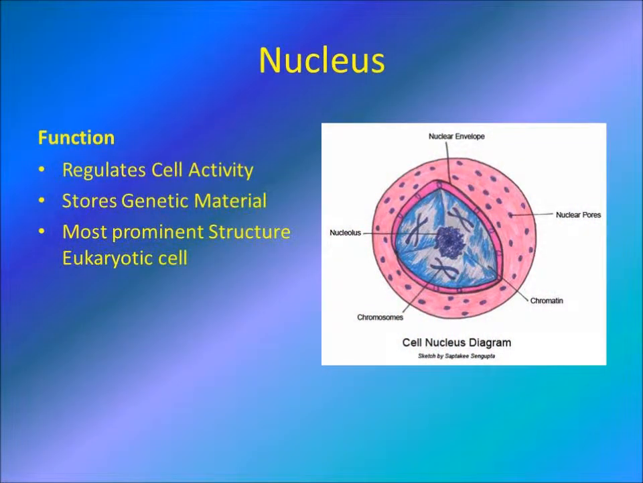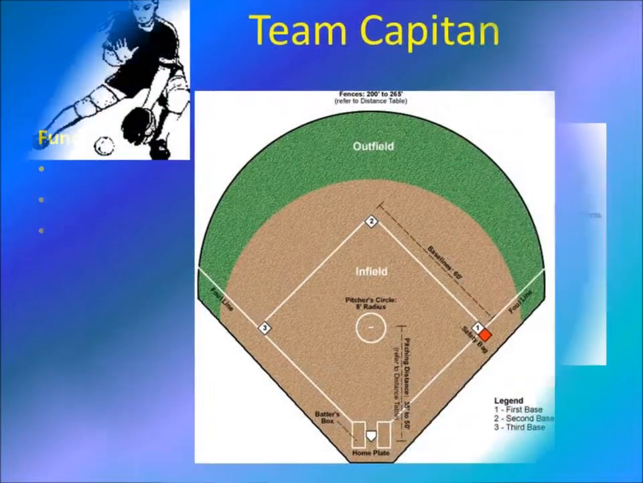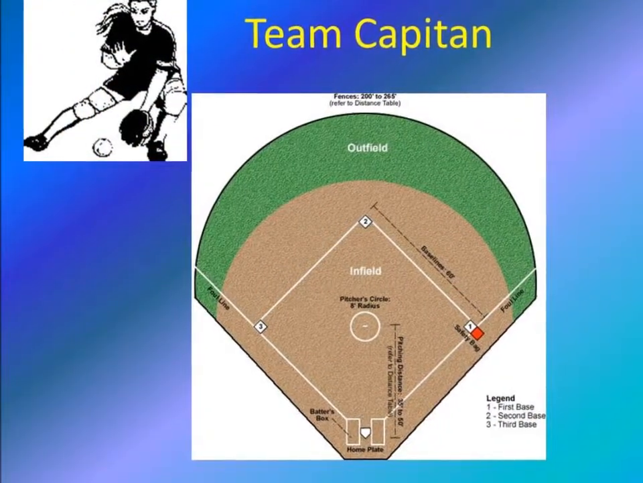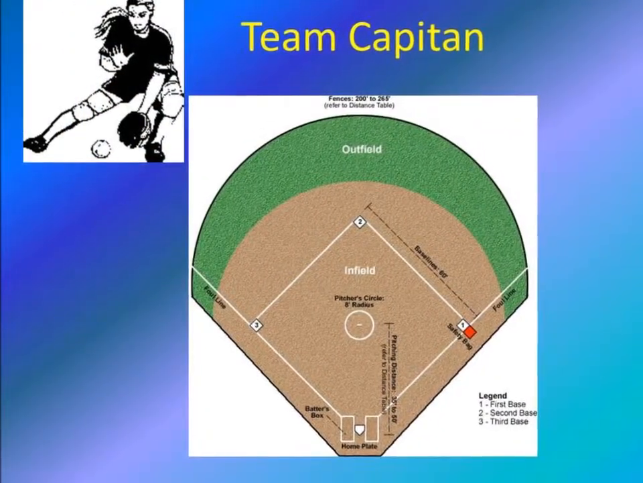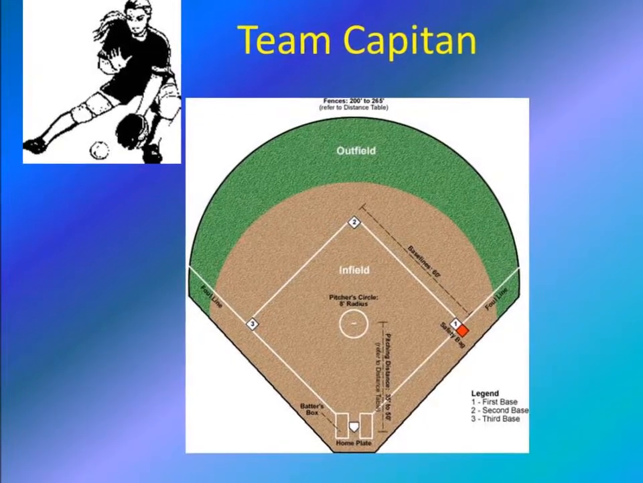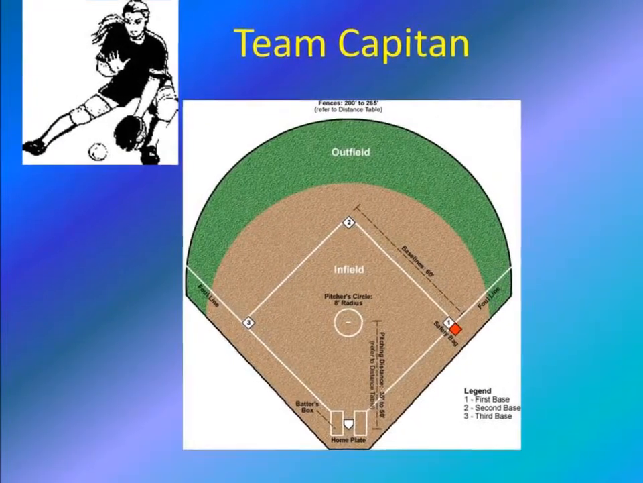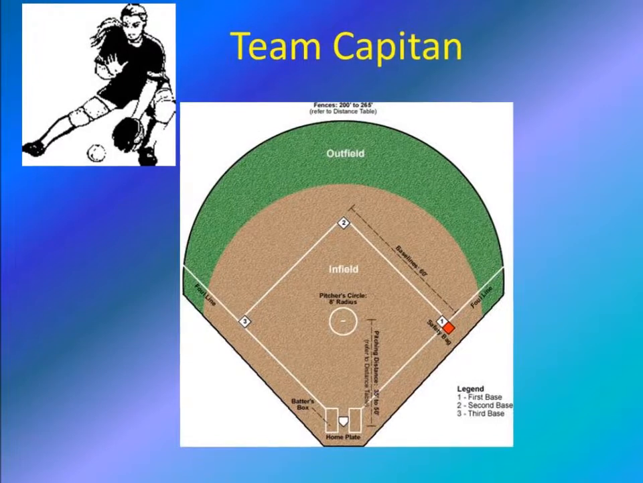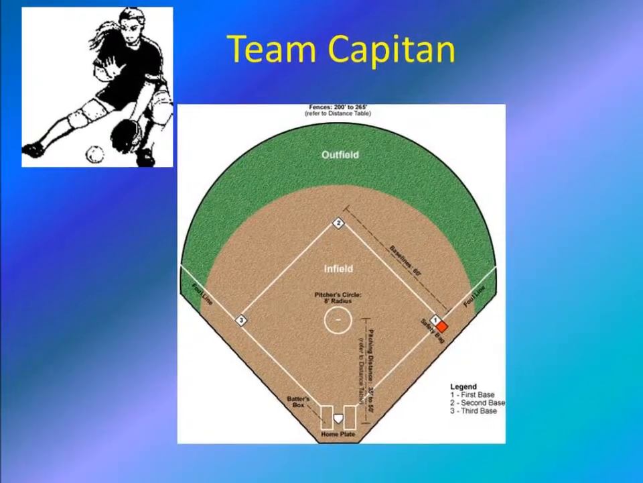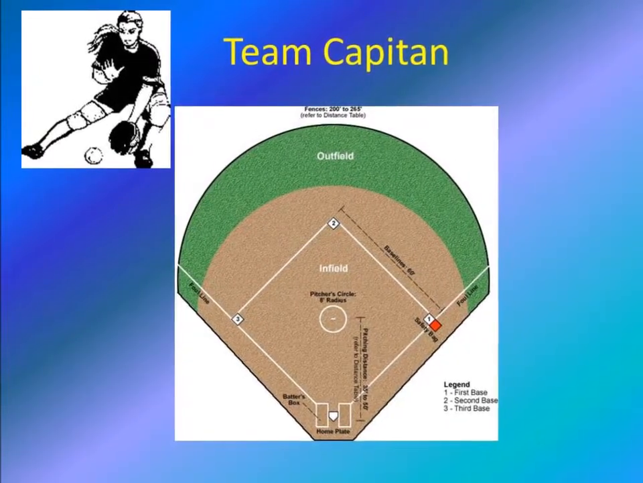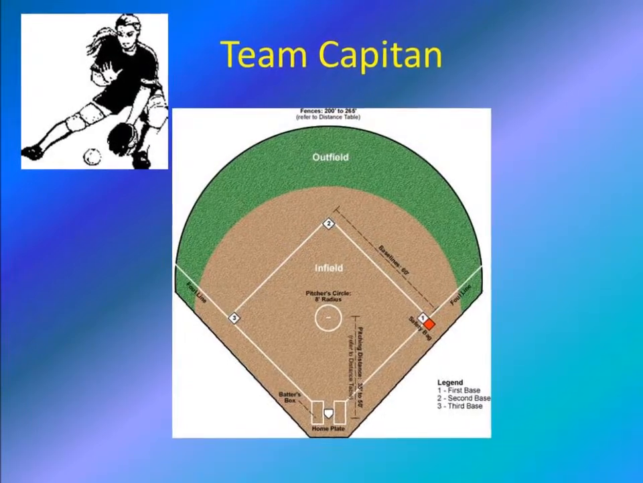The nucleus. The function of the nucleus: regulates cell activity, stores genetic material, most prominent structure in the eukaryotic cell. We compared the nucleus to the team captain. The team captain is the leader. She regulates her team's activity. The captain is in charge of holding the team's roster and playbook.